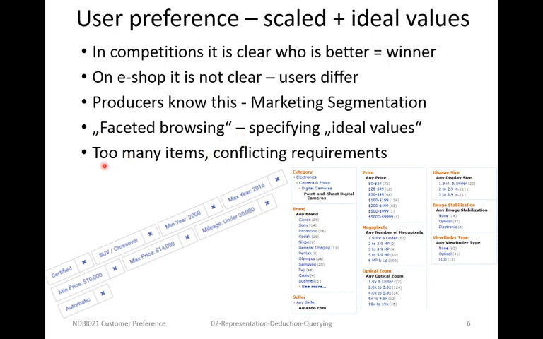So of course too many items and too many conflicting requirements can occur. For instance, here you see some interface about cars, here you see some interface about cameras, and if you don't know the market segmentation and the whole offer on the market, then you can very easily come into conflicting requirements and maybe no answer. So there are two bad cases when you go to an e-shop. Either you get no answer, or you get too many answers.